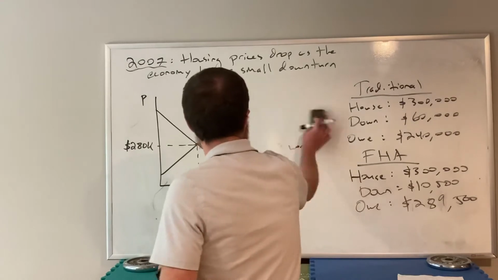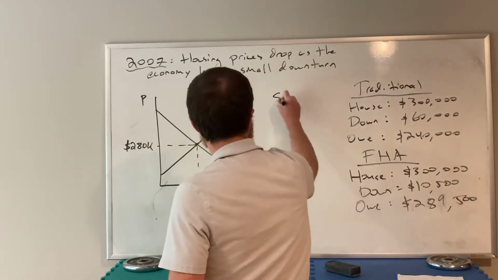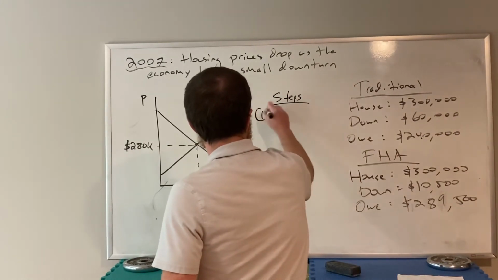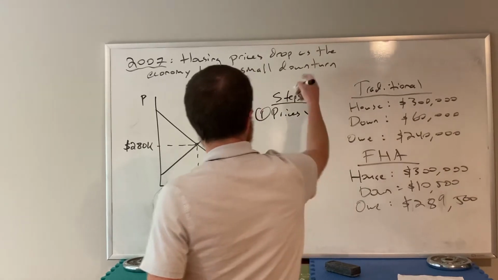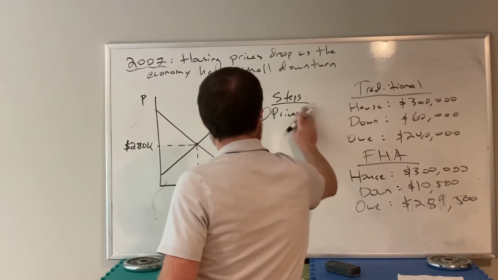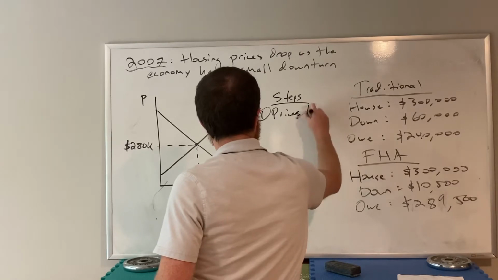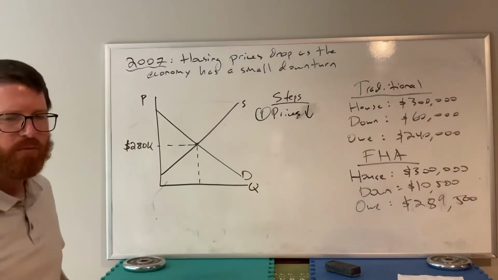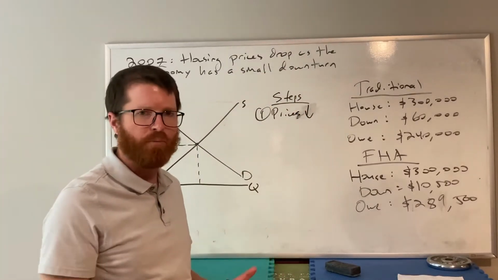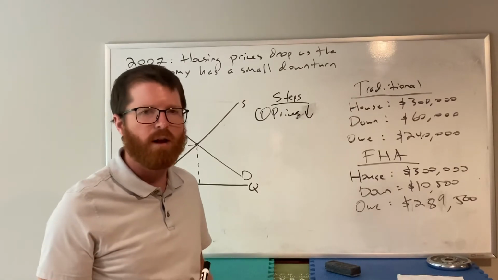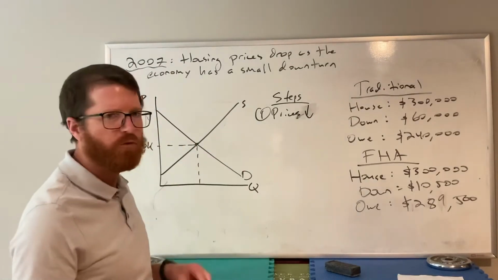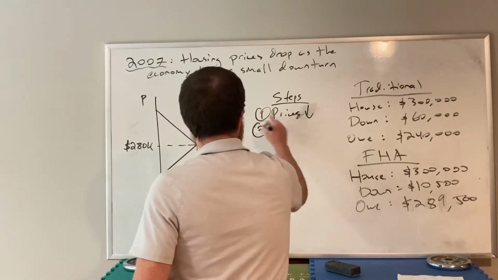So thinking about the steps that we have here. Prices go down in the housing market initially because of the fact that we had a small economic downturn. The economic downturns generally make housing prices drop. Housing prices are very sensitive to the economy, okay? So housing prices drop. As a result, some people go underwater.